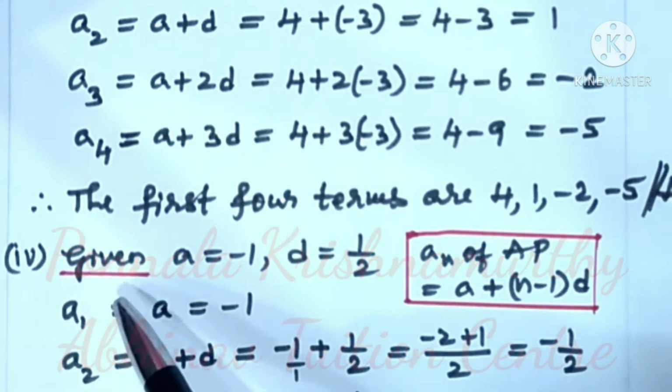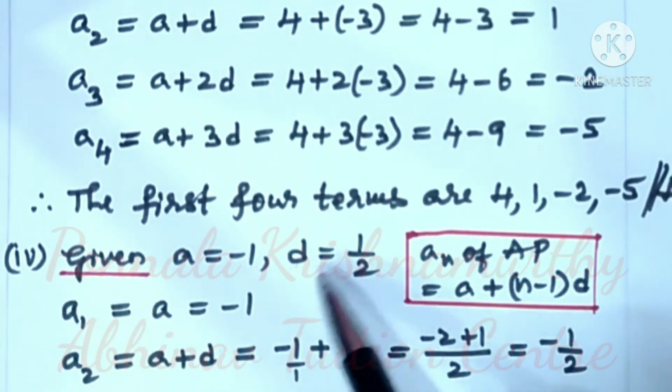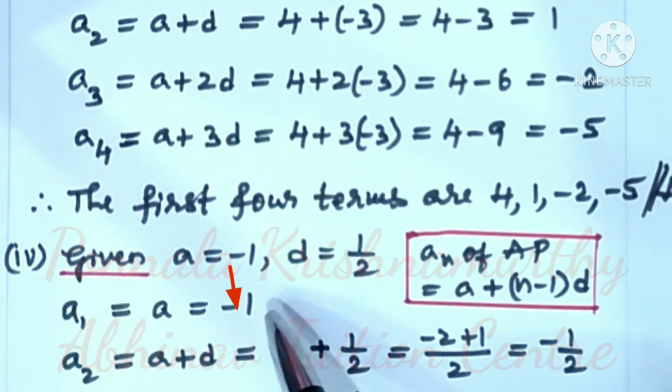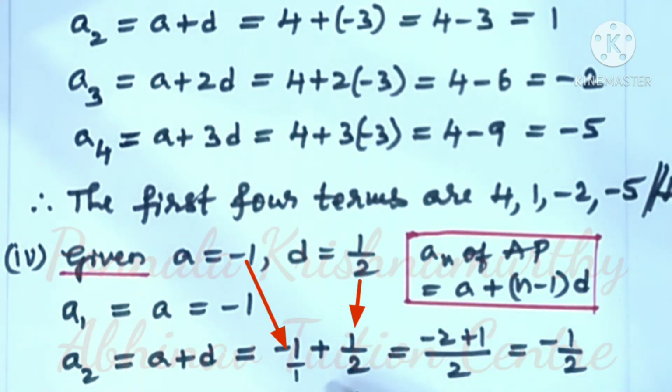Fourth one, given a equal to minus 1, d equal to 1 by 2. An of AP is equal to a plus n minus 1 into d. a1 is equal to a, that is minus 1. a2 is equal to a plus d, that is equal to minus 1 plus d, which is nothing but 1 by 2. So here we have 1, LCM for 1 and 2 is 2. 2 by 1 is 2, that 2 into minus 1 is minus 2, plus 2 by 2 is 1, that 1 into 1 is 1. Now different signs, subtraction, bigger number sign. So this becomes minus 1 by 2.